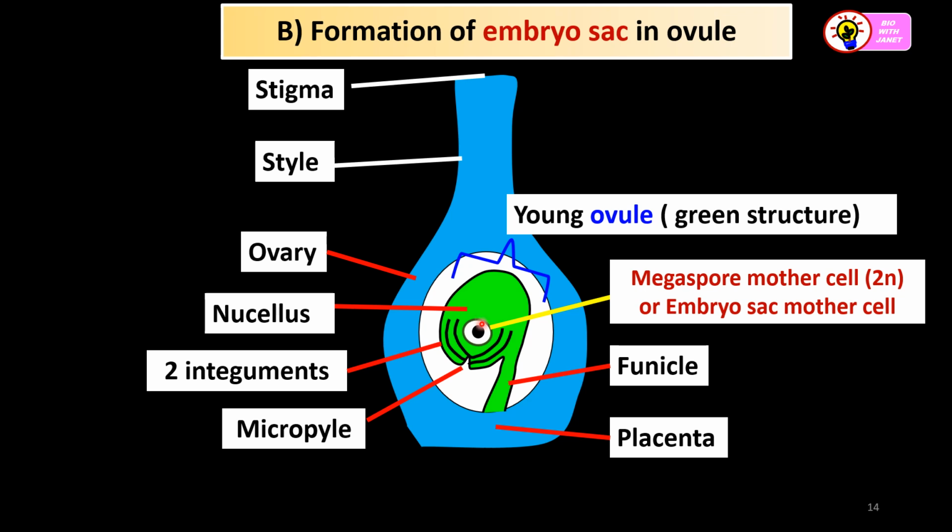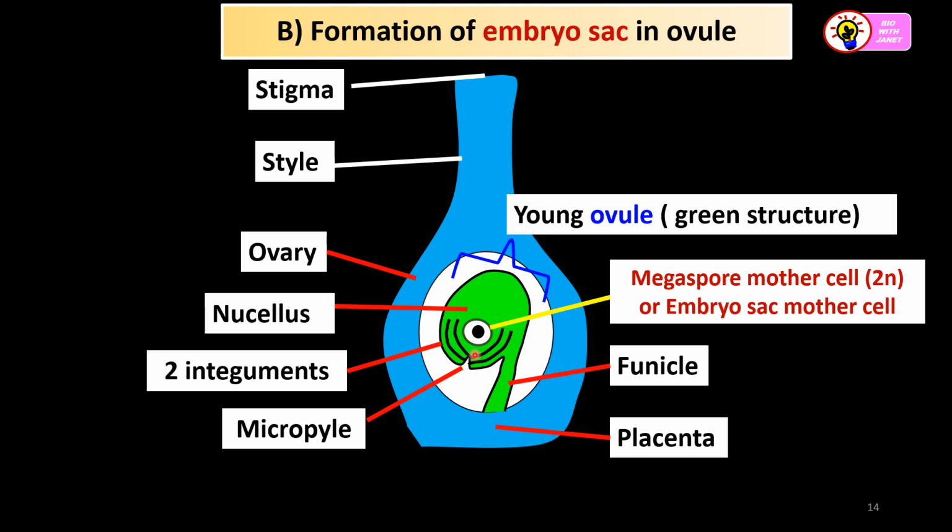Then we have the two integuments on the outer part of the ovule. These protect the ovule, and later the integuments will form the seed coat when fertilization has occurred. At the ends of the integuments, somewhere in the center, there is a small opening called the micropyle. The micropyle allows the entry of air and water into the seed that will be formed here. The ovule will finally become a seed after fertilization.